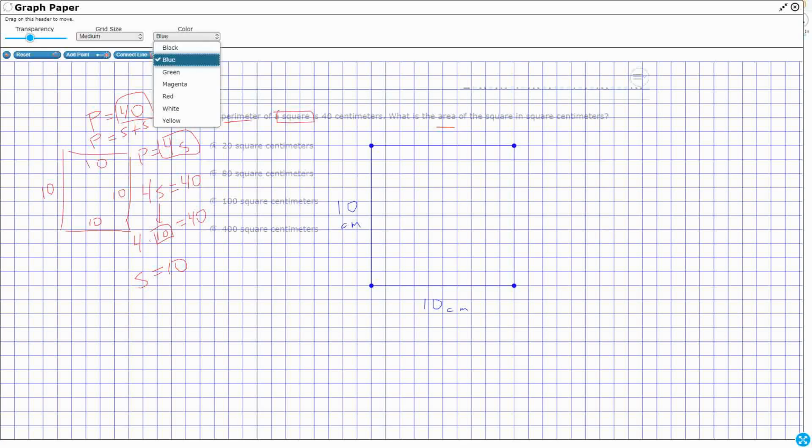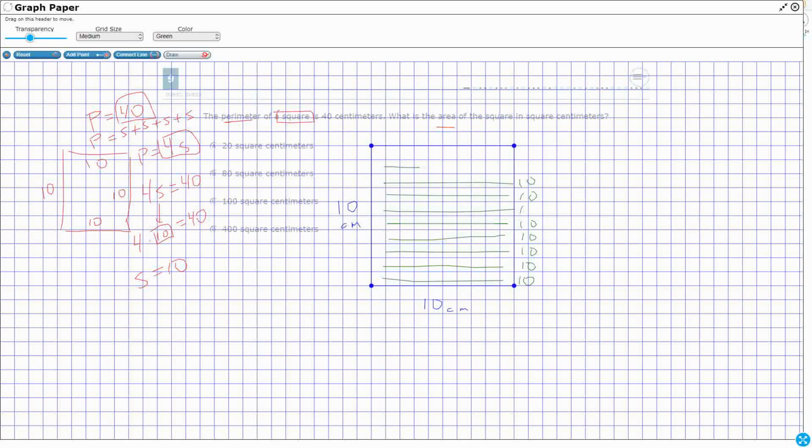So let me change to a different color, and we can see here that we've got 1, 2, 3, 4, 5, 6, 7, 8, 9, 10, right? We got 10 in this row. And then we've got another 10 in this row. And if we think of it like an array, we are just going to have a whole bunch of 10s, right? And if you want to skip count 10, 20, 30, 40, 50, 60, 70, 80, 90, you should end up with 100 because you have 10 rows of 10 because each side is 10.